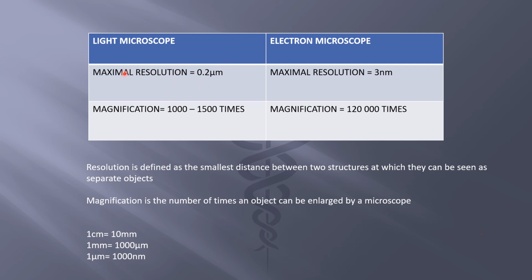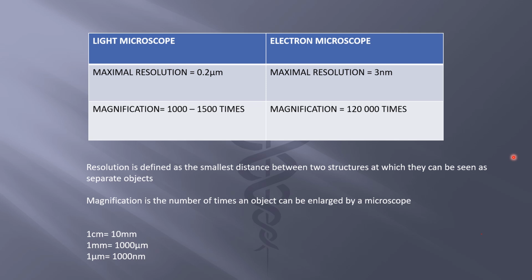The maximum resolution of a light microscope is 0.2 micrometers, allowing a magnification of 1000 to 1500 times. Whereas the maximum resolution of an electron microscope is 3 nanometers, which permits a magnification of 120,000 times. Okay, so before I move on, let's do a quick definition of terms.